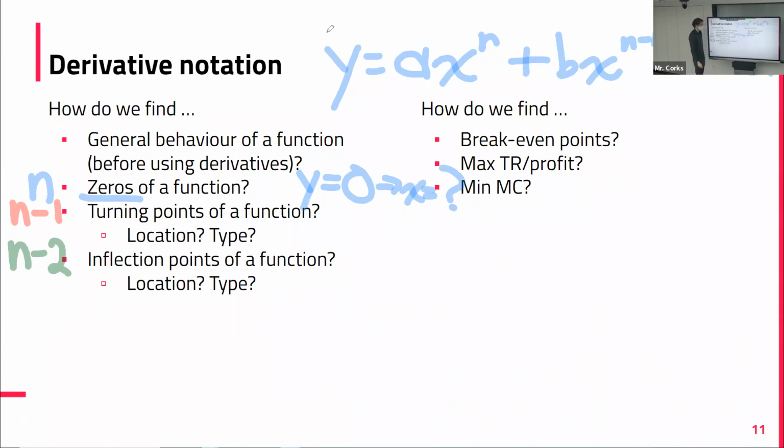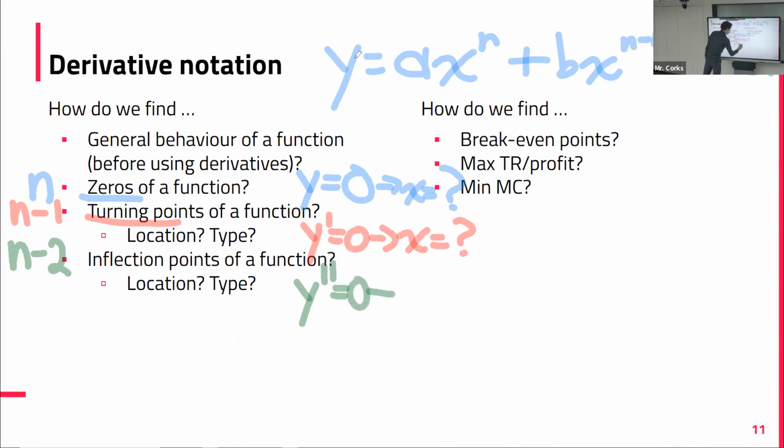How do we find turning points? First derivative equal to 0, and then solve for x. Okay, and then what about inflection points? Second derivative equal to 0 and solve for x. Okay, that will give us the locations of these inflection points and turning points. For turning points, how do we figure out the type of the turning point?